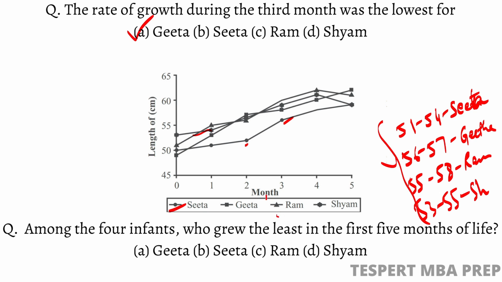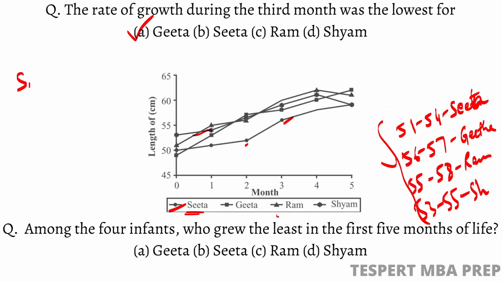So in order to calculate the growth after 5 months, we can simply take the difference of the final length and the initial length, right? Final height and initial height. If we look into Sita's, the initial value is 50 and the final value is 60, right?